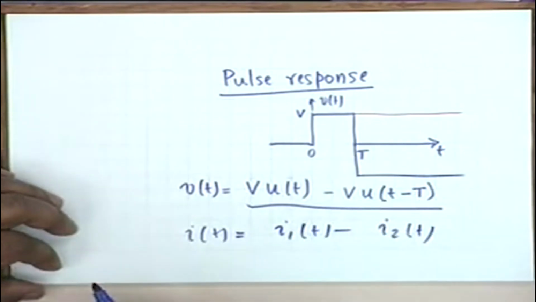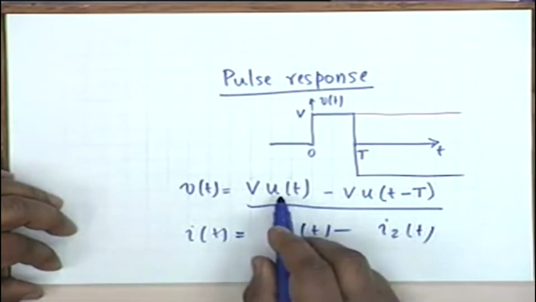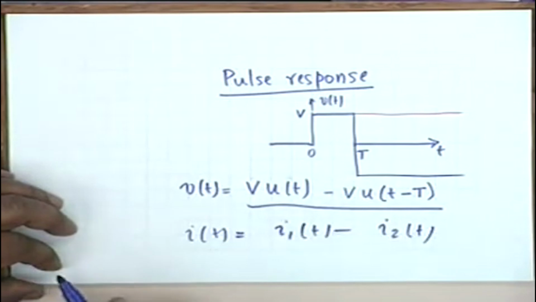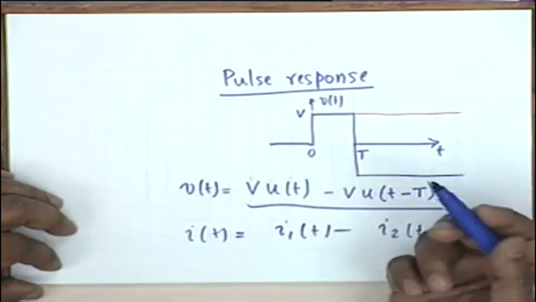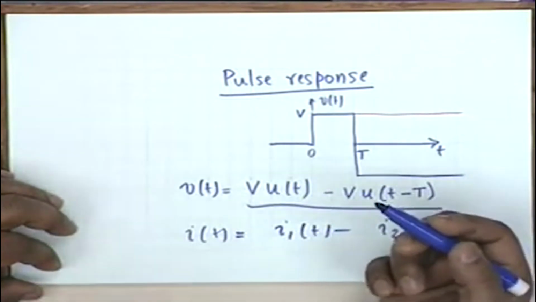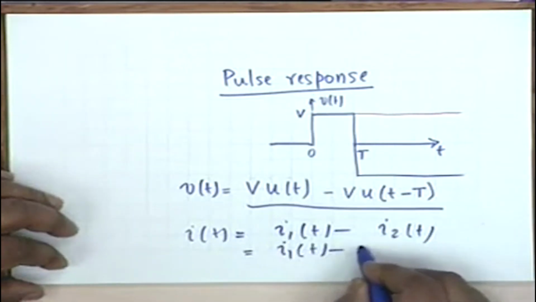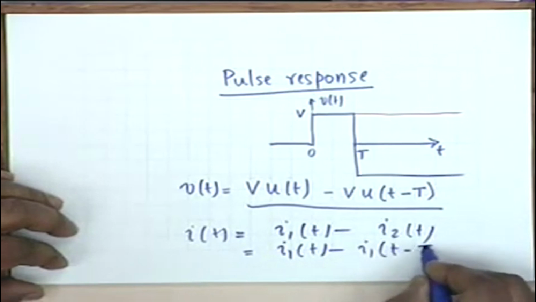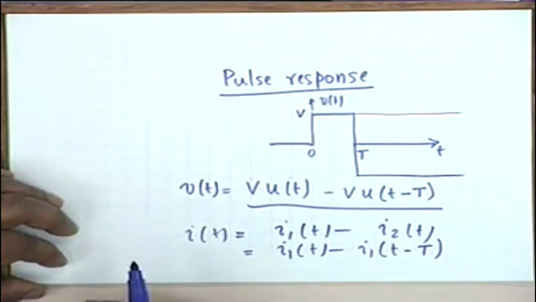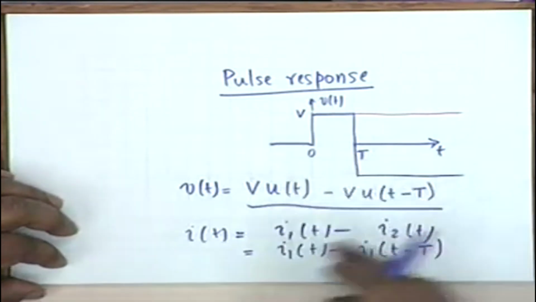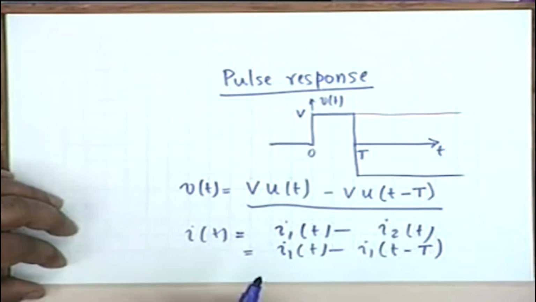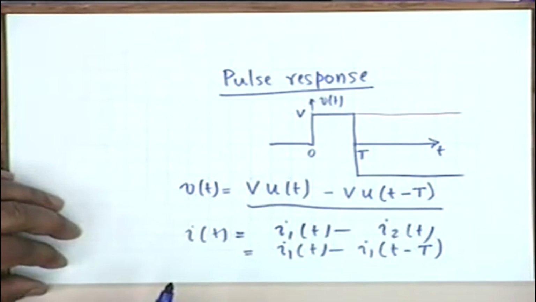capital T. Alright. You see, the only difference between these two is that one is delayed, that is small t is replaced by t minus capital T, and therefore i2(t) must be equal to i1(t minus capital T), right? And this is a way to determine the response of an electrical circuit to a pulse voltage like this.